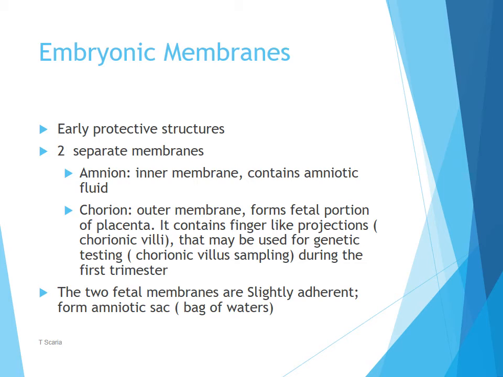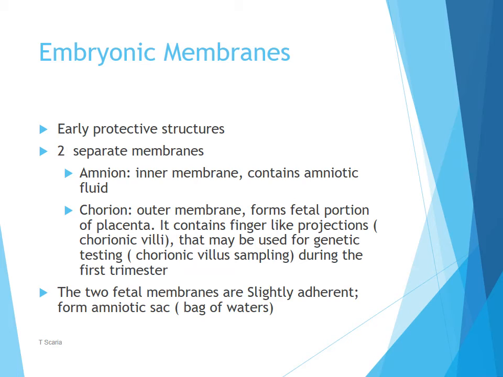Now let us see what is embryonic membrane. The embryonic membranes have two separate structures, and they are amnion and chorion. The amnion is the inner membrane, contains amniotic fluid, and the chorion is the outer membrane, forms fetal portion of the placenta. It contains finger-like projections, that is the chorionic villi, that may be used for genetic testing. You must have heard about chorionic villi sampling during the first trimester.